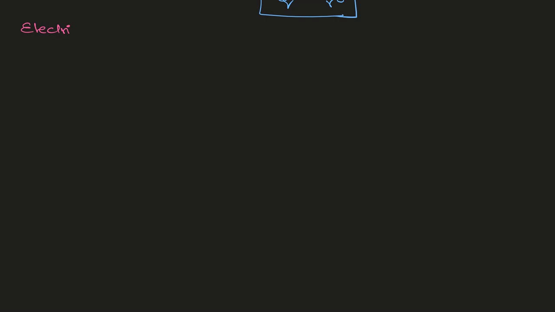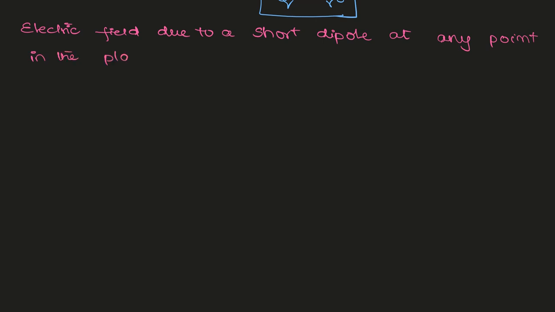Electric field due to a short dipole at any point in the plane. So if you are given like this, there is a short dipole. Its dipole moment is P and it is inclined at an angle. Whatever point we are considering, that point is inclined at an angle theta. Let this point be A.